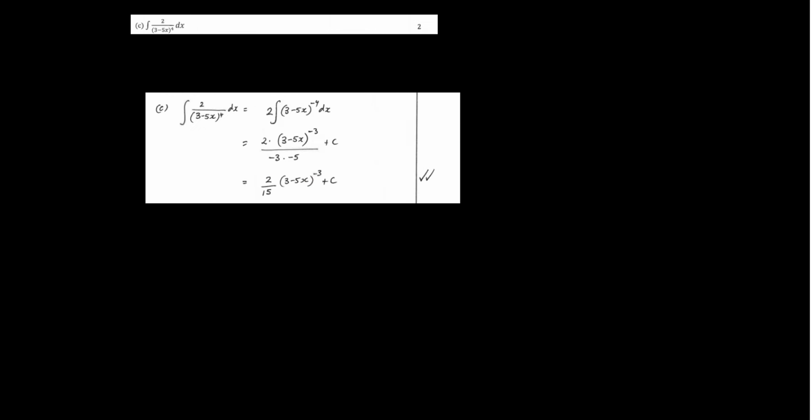Okay, the next one, question C, we've got 2 over (3 minus 5x) all to the power of 4. So what you do is you make this a negative index and you use the reverse chain rule. So you can see there we've taken the 2 out the front and we get 2/15 (3 minus 5x) to the minus 3, or you could have put this as (3 minus 5x) to the power of 3 on the bottom, both were fine, and don't forget the plus c.